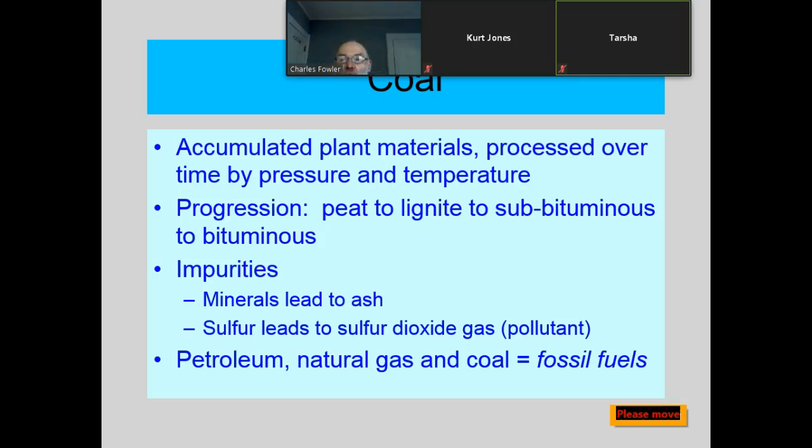All right, coal. Again, accumulated from plant and maybe some animal materials. Again, processed over time. Time is very important in both of these. Again, by pressure and temperature. They left off the bacteria. They're involved with it too. But this time it doesn't go to a liquid. This goes from a substance called peat. I don't know if you've ever heard of that.